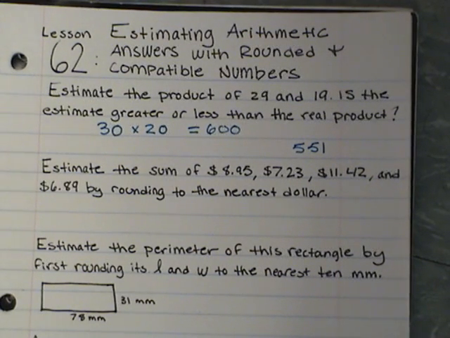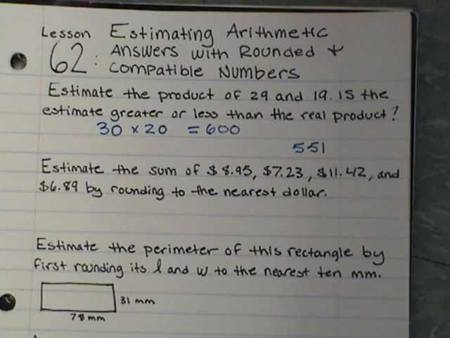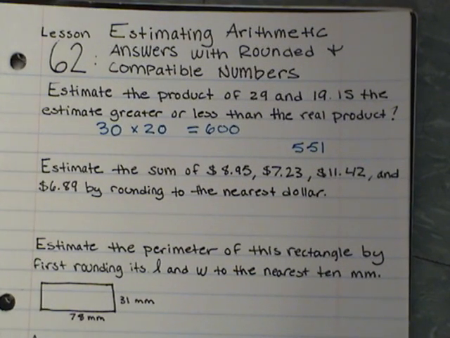Estimate the sum of $8.95, $7.23, $11.42, and $6.89 by rounding to the nearest dollar. Go ahead and pause your video and try this one by yourself.